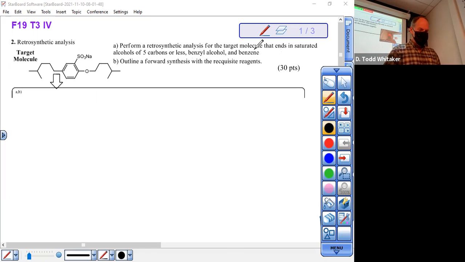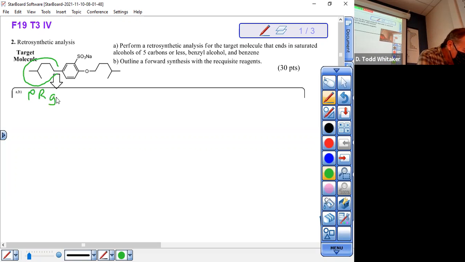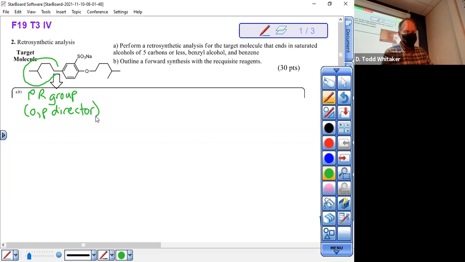So benzene is what you're going to use for the electrophilic aromatic substitution. Speaking of which, we have to know about directing groups. For example, on our target, we have a directing group here that's a primary R group. Itself is an OP director, which is good news because I see a group that is actually para to it.